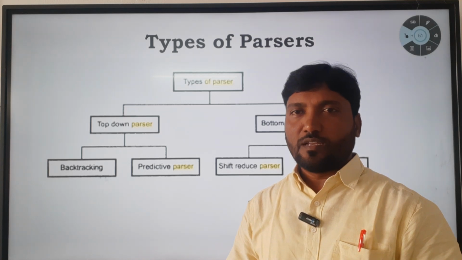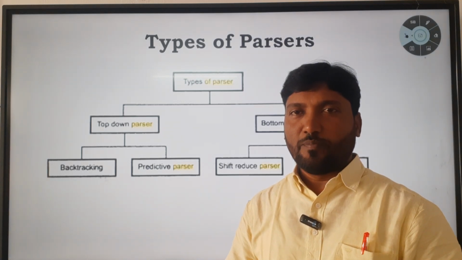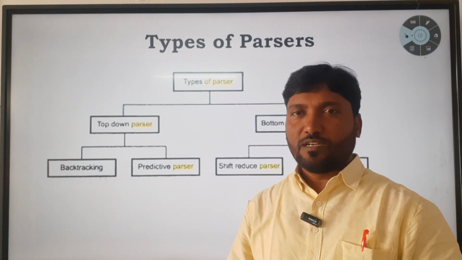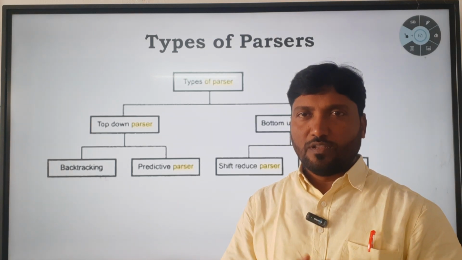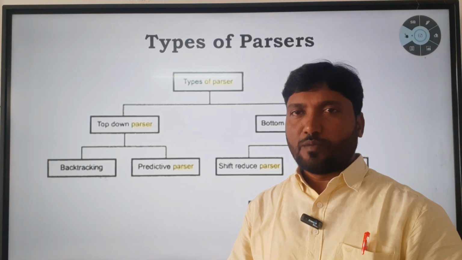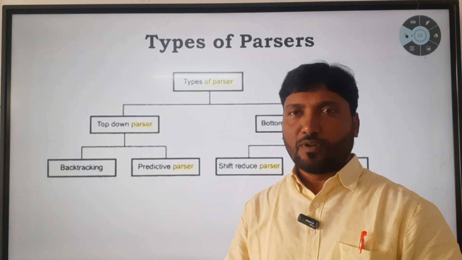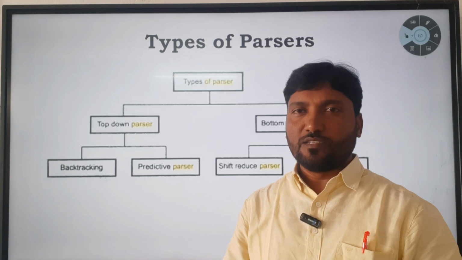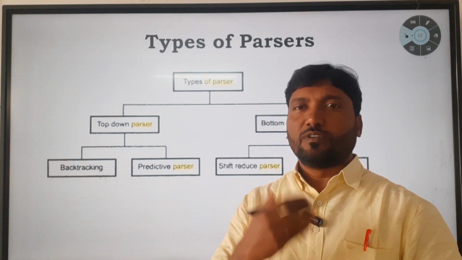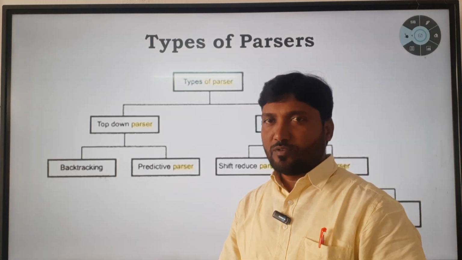The top down parser is used to construct a parse tree from top to bottom, that is, we start with the root node and reach the leaf nodes, whereas the bottom up parser is used to construct a parse tree from bottom to top, that is, we start constructing the parse tree from the leaf nodes to the root node.